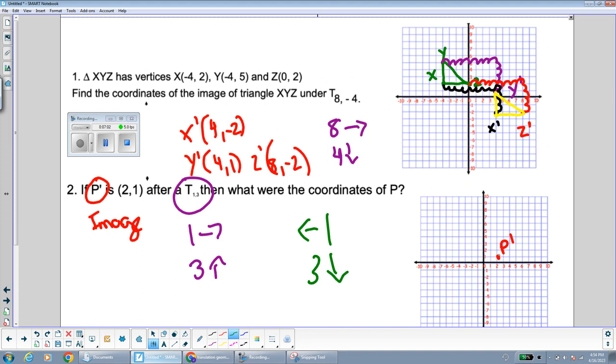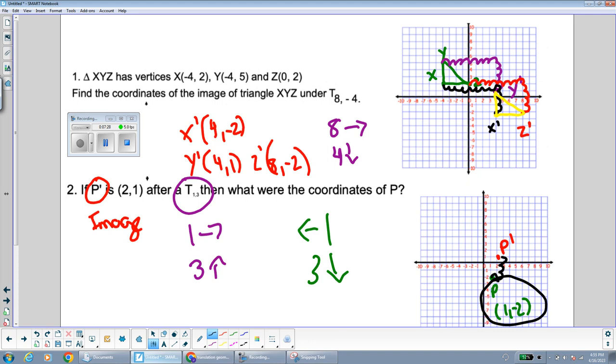So 1 to the left, 1, 2, 3 down. That is the point 1, -2. And let's test it out. If I do the translation 1 to the right and 3 up, I do get back at the correct image point. So this is the point that we're looking for, the point 1, -2.